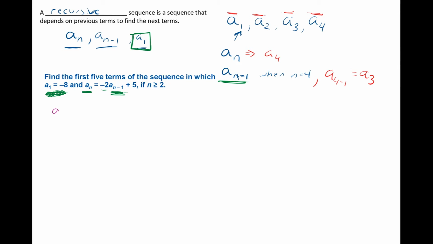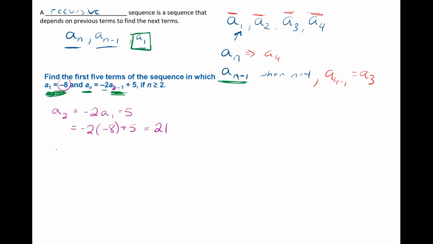So a sub 2 is equal to, well, it's negative 2 times a sub 1 plus 5, because you go with n equal to 2 and it's 2 minus 1 plus 5. And what is a sub 1? A sub 1, we are told, is negative 8. So the second term in the sequence would be 16 plus 5, which is 21.